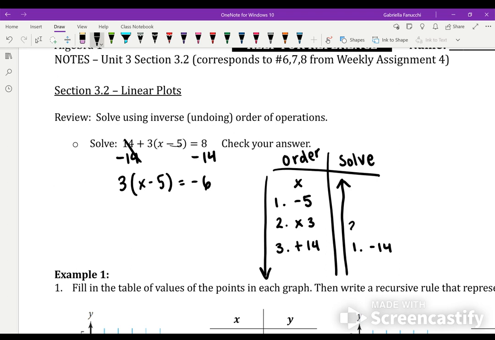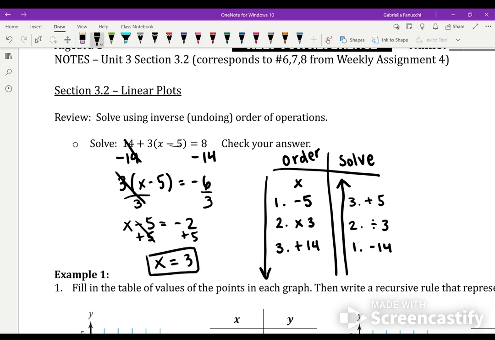What is the inverse of multiplying by 3? It is dividing by 3. So now you're going to divide both sides by 3. That cancels out to 1. So you're left with x minus 5 is equal to negative 2. The last thing that's happening is we're subtracting 5. The opposite of subtracting 5, the inverse, is adding 5. So add 5 to both sides. x is equal to 3.